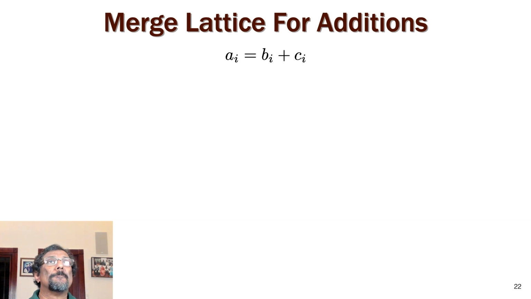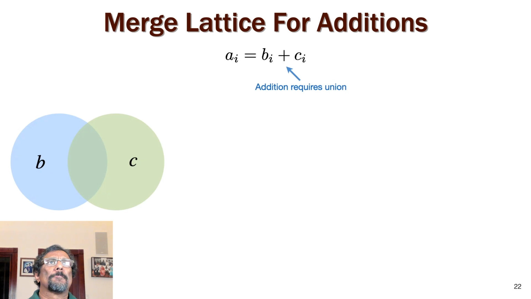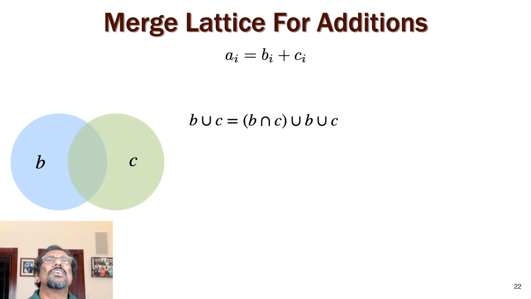This is very simple. This gets a little bit more complicated if we're actually doing addition. So here what I'm going to do is add BI plus CI, and let's figure out how to do this one. Addition requires union. So I represent union, but I want to simplify it a little bit. Union can be divided into three parts. One is when both B and C have values, and then the other two parts are only B has a value or only C has a value.